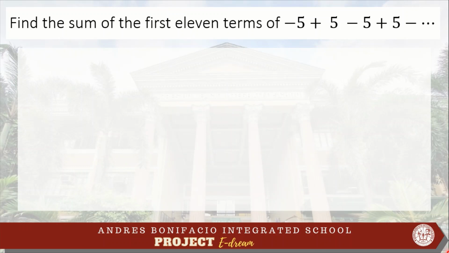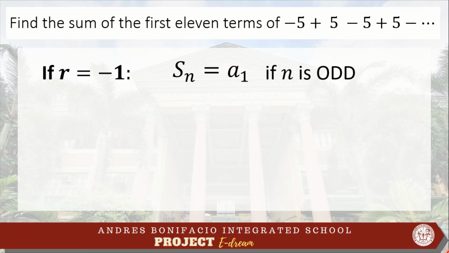This time, find the sum of the first 11 terms of negative 5 plus 5 minus 5 plus 5 minus 5 and so on. Since the common ratio is negative 1, we will apply this concept. This time, if n is odd, the sum of the n terms is equal to a sub 1. In our given, n is 11, and 11 is an odd number.